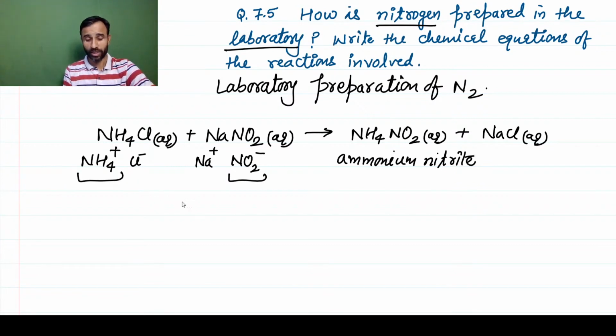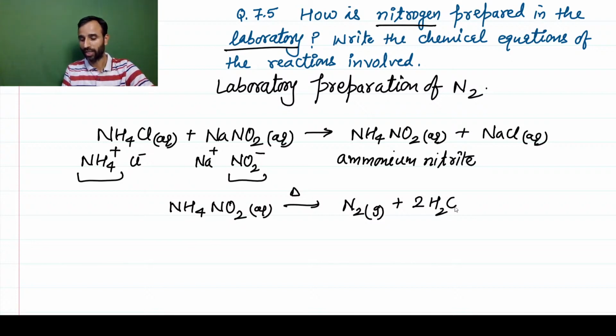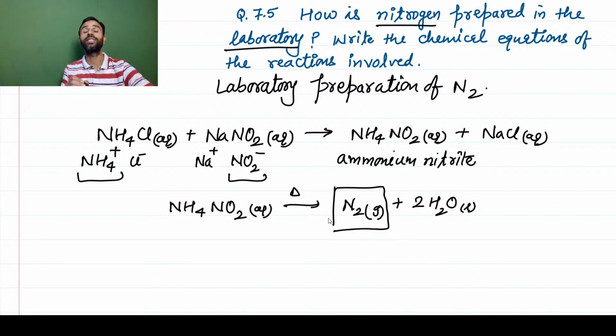Okay. Now this ammonium nitrite, this can be easily decomposed and we get nitrogen gas, along with 2H2O. So in this way, nitrogen can be prepared in the lab and these are the chemical equations involved. So first of all, we should have aqueous solution of ammonium chloride. When mixed with aqueous solution of sodium nitrite, we get ammonium nitrite.